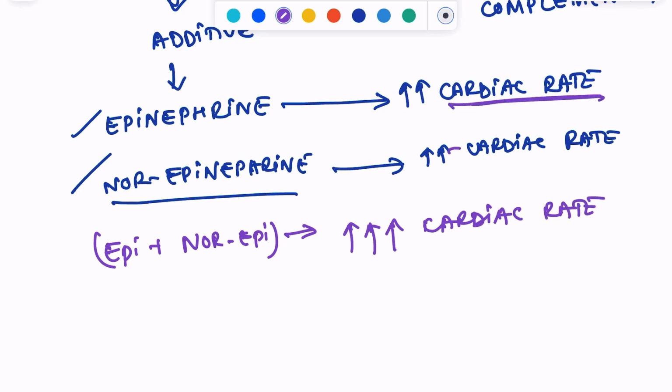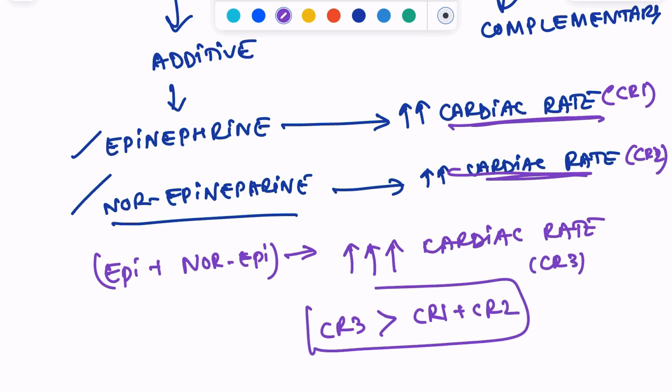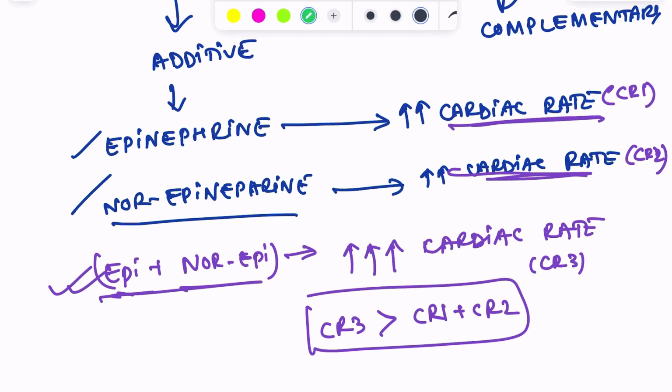Let's say this is CR1, this is CR2 and this is CR3, then CR3 is greater than CR1 plus CR2. Hope now you get that. Okay, so there is an even greater increase when epinephrine and norepinephrine are both present rather than their individual effects on cardiac rate. So that is called the additive effect. And what about the complementary effect?